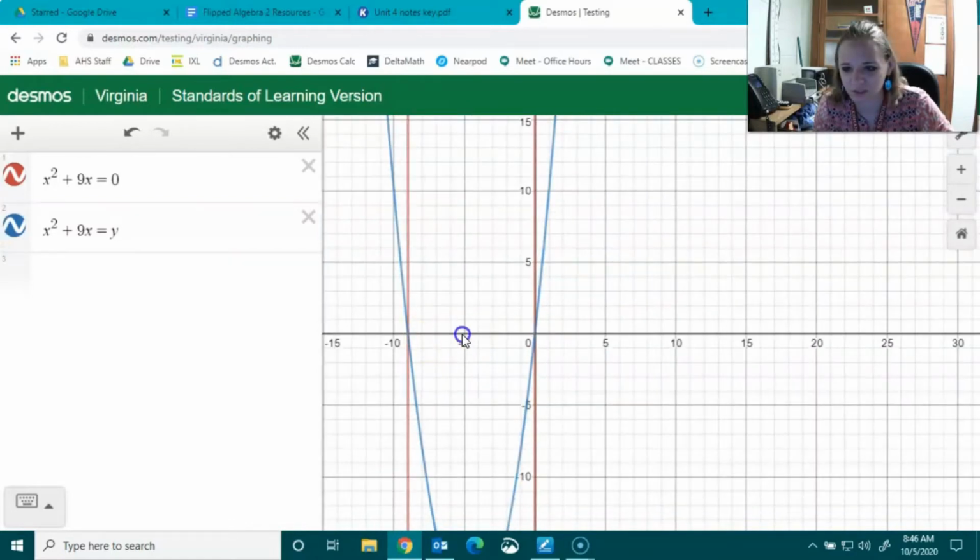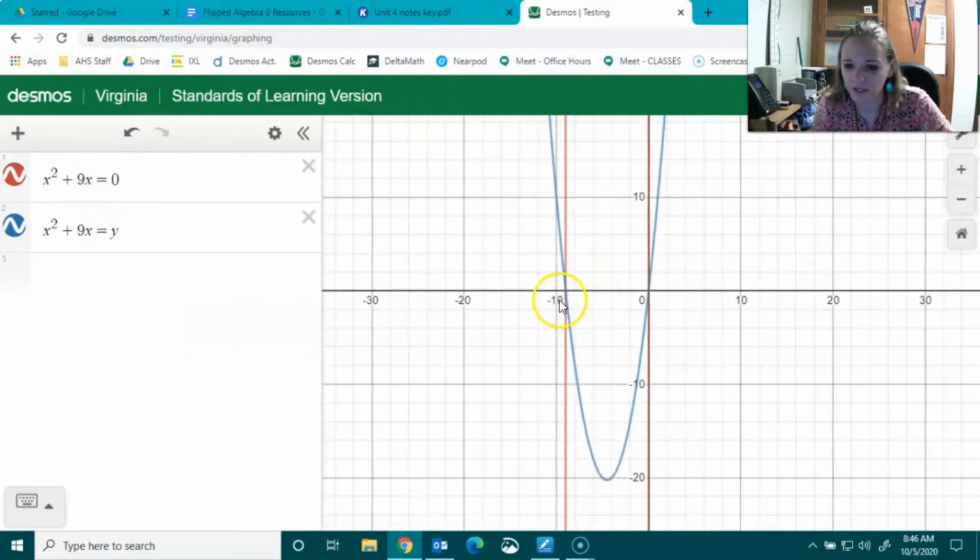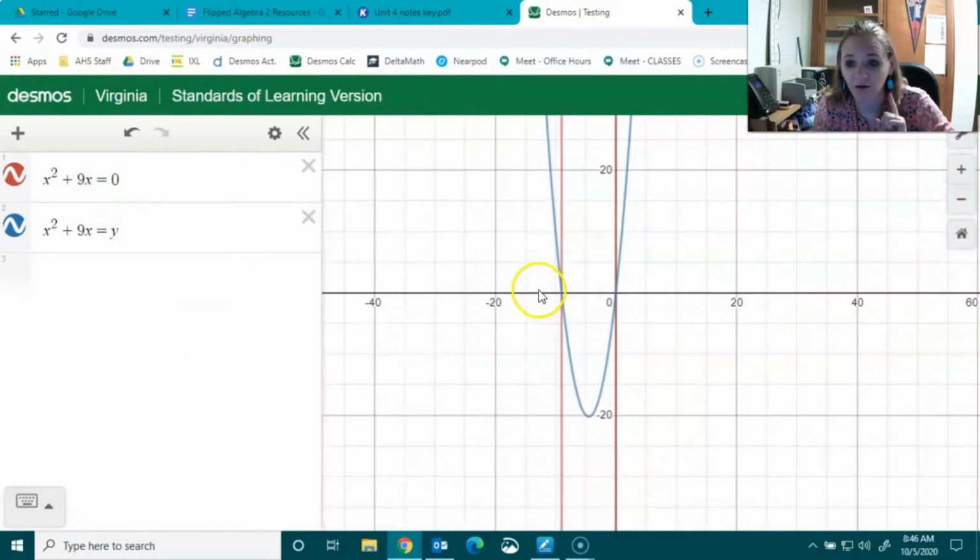Oh, man, I'm so glad I did this. Okay, so take a look. I have this as my original from the problem, right? Equal to 0. And then if I just change it, instead of 0, I put y. Look at that, I get two different graphs. However, their solutions are the same. So it doesn't matter if you have a 0 or a y.